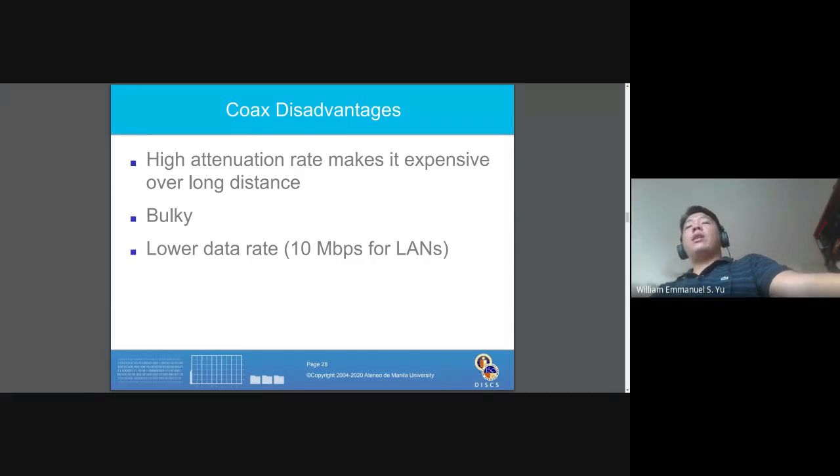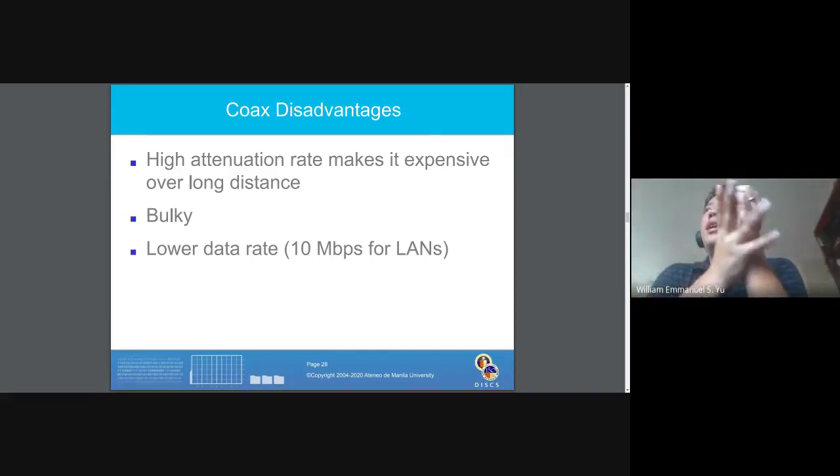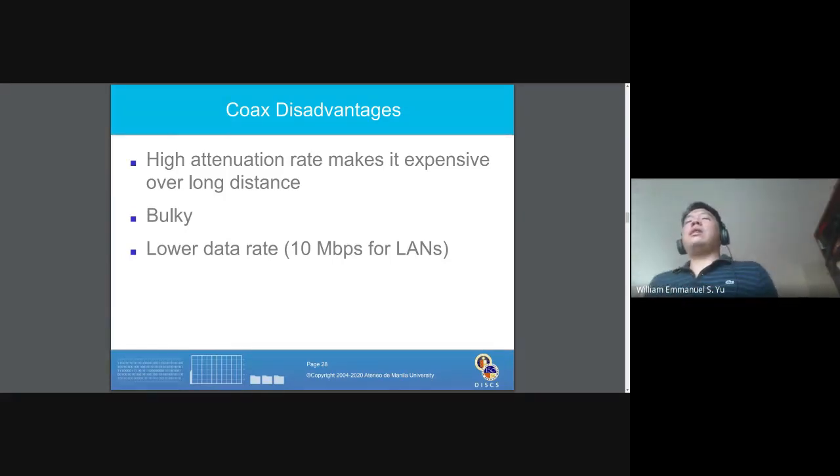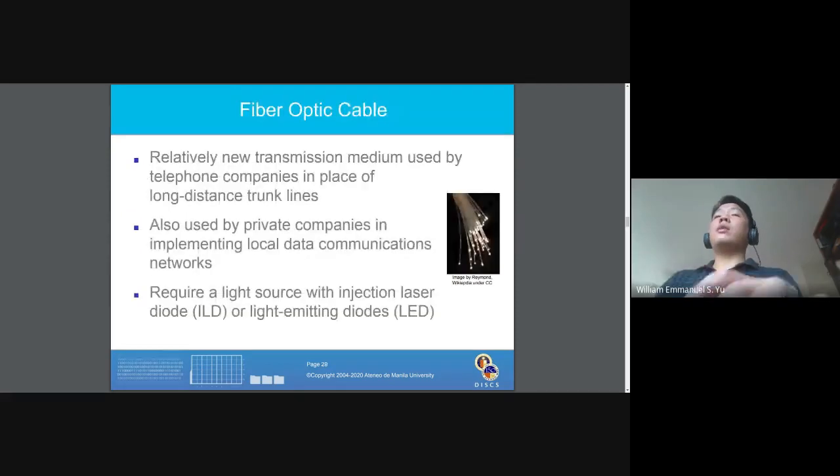The data rate tends to be low. The fastest we normally get is 10 Mbps, and this is quite old technology. Yeah, it's not too common anymore. However, the cable TV industry has managed to push coaxial cable up to probably 50 megabits per second, which is probably what you can get retail for now, right? But for local area networks, 10 was the maximum, and this has practically disappeared for local area networks. So you will only see it in cable TV or cable internet use cases. Okay? Questions on coax so far?